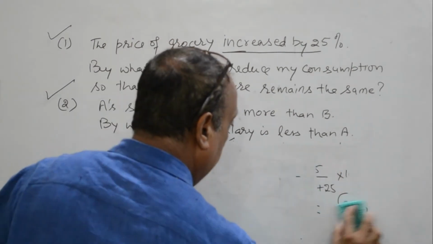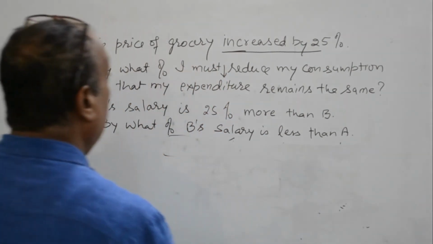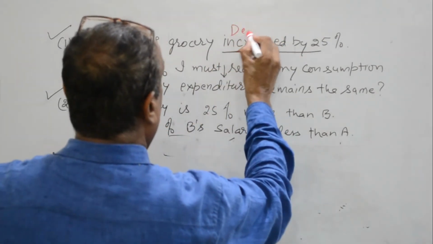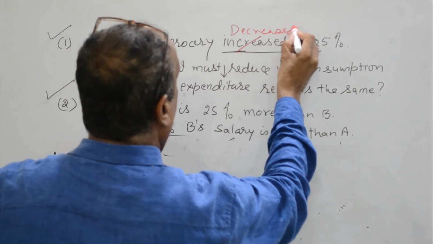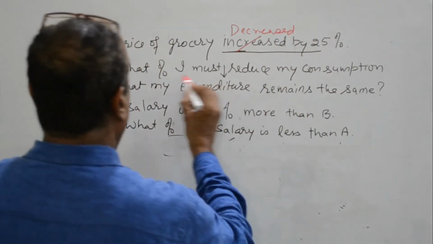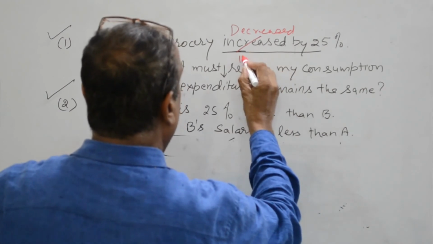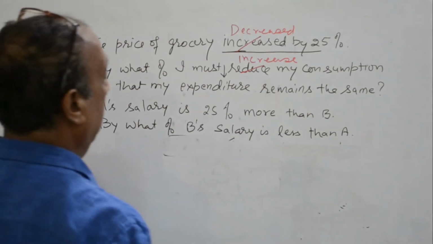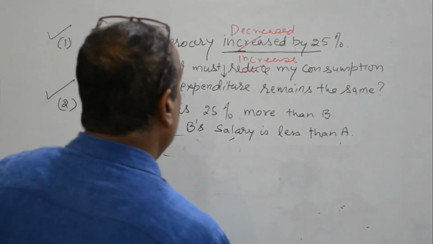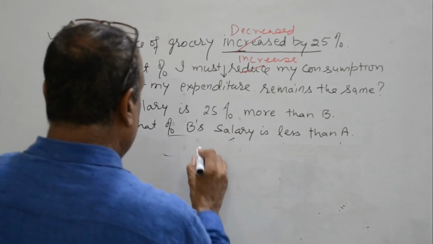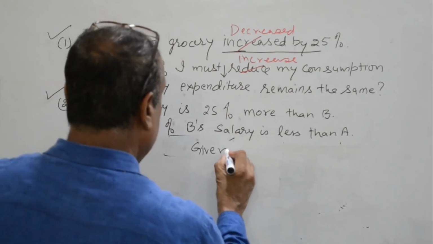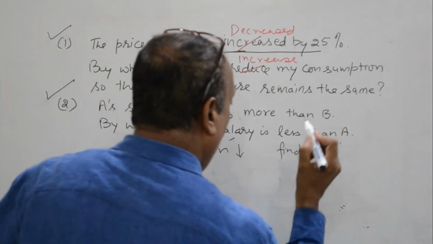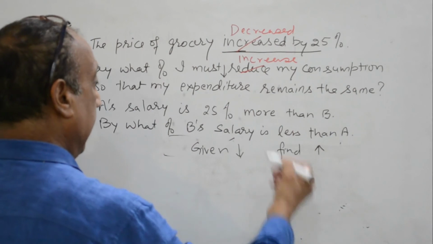So the question will become, the price of grocery decreased by 25%. By what percent must I increase my consumption so that my expenditure remains the same? So now we are given the decrease and we have to find out the increase.